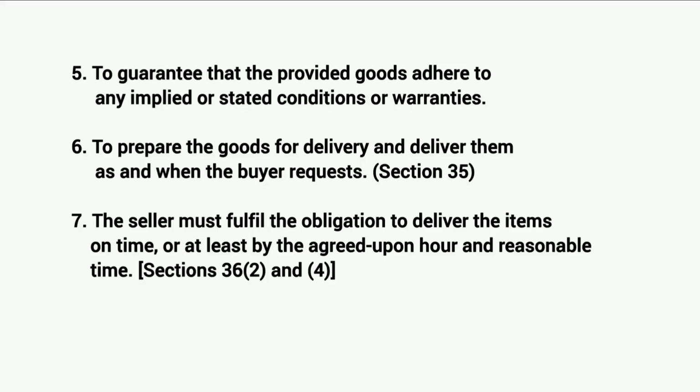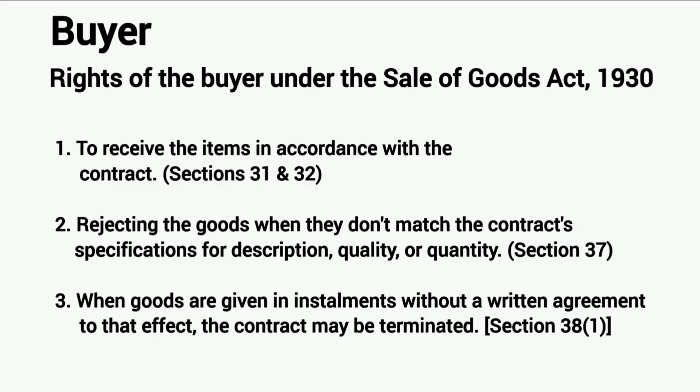The seller must fulfill the obligation to deliver the items on time, or at least by the agreed upon hour and reasonable time. Buyer. Rights of the buyer under the Sales of Goods Act 1913: to receive the items in accordance with the contract, rejecting the goods when they do not match the contract specification for description, quality or quantity. When goods are given in installments without a written agreement to that effect, the contract may be terminated.